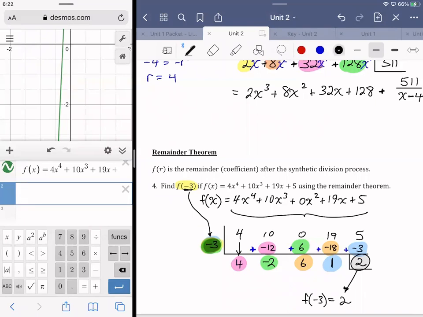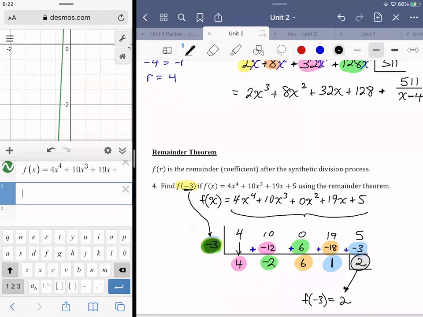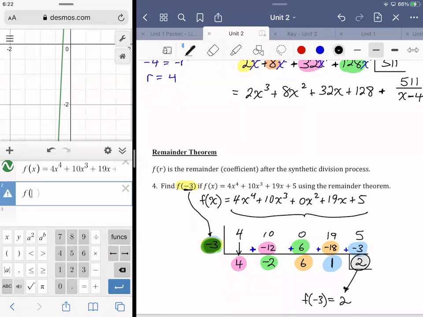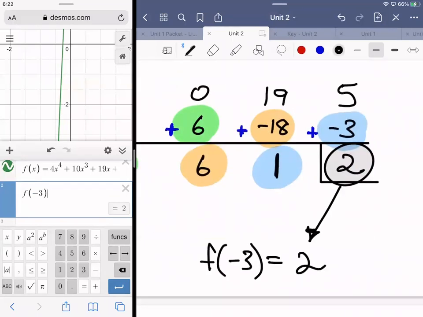So my reasoning is somewhat askew here, but f of 2, if I just type it in, I'm sorry, f of -3, I get a result of 2, just like we got with the remainder theorem.